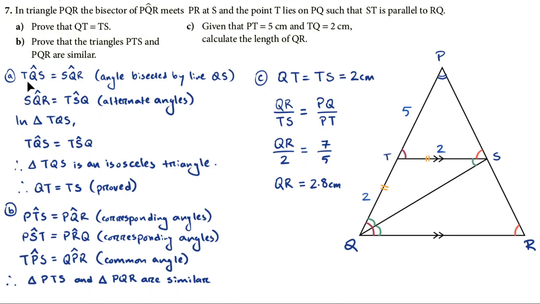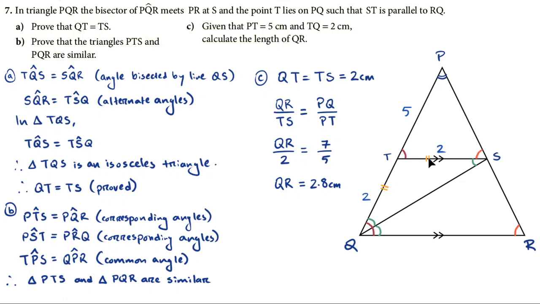So coming back to the answer, angle TQS is equal to SQR, because this is getting bisected. Angle SQR is equal to TSQ. The reason is, since TS and QR are parallel lines, these are alternate angles. SQR, this angle, and this angle are alternate angles.